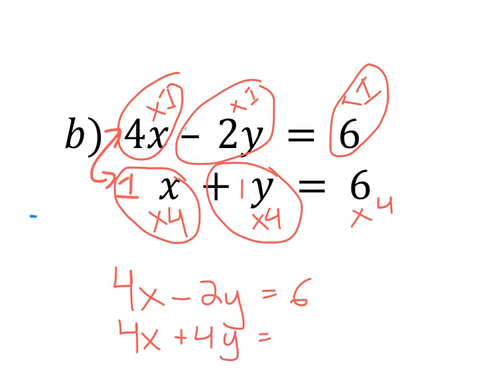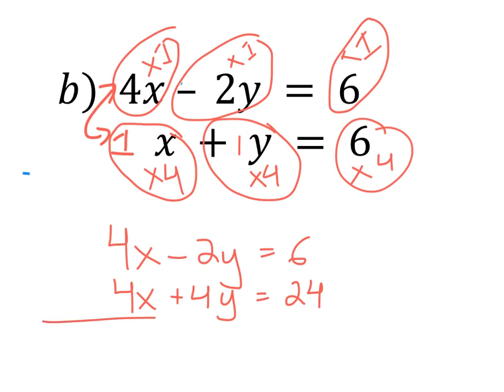6 times 4 is 24. Now I've created two equations that I can eliminate a variable for. And by multiplying the equations, we haven't really changed the equation. All we've done is made it 4 times bigger or 3 times bigger. We've changed every term by the same amount. So the equation itself is still the same.